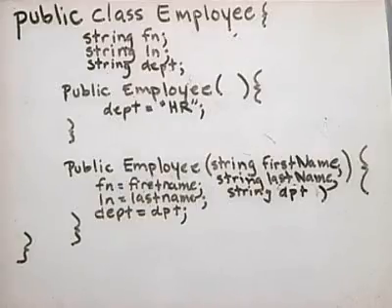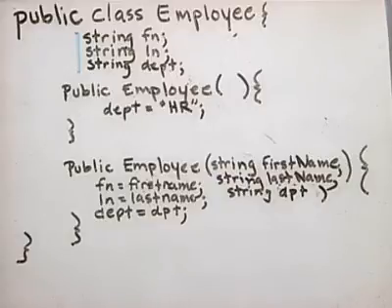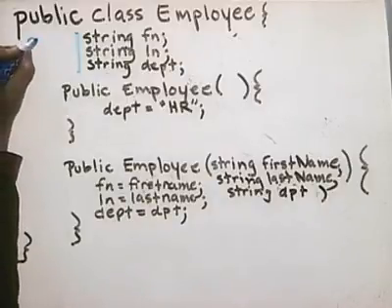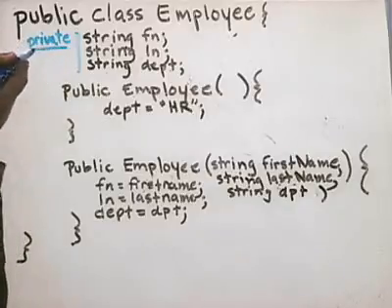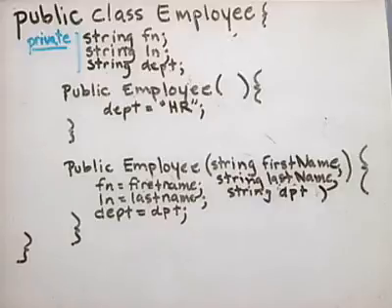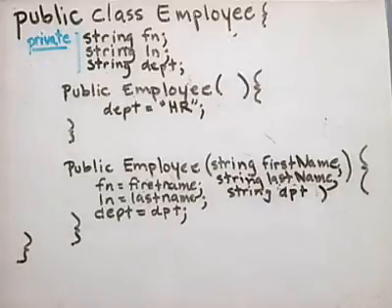Let's take a look at a simple example of a constructor. I have an employee class here. It's a public class, and notice that I have three data members here: first name, last name, and department. Now remember that members of classes are by default declared as private. So these are implicitly declared as private data members, and we know what that means. That means that first name, last name, and department, these variables, are visible only within the class.